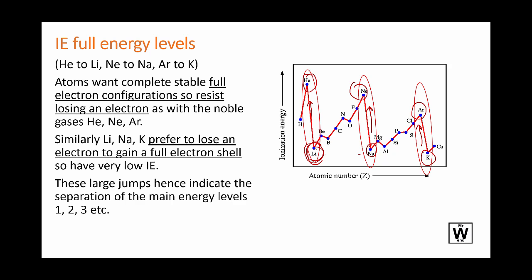So it wants to have a full electron shell, so it quite happily loses it and goes down to the next lower energy level. Okay, so these are describing where the main energy levels are. So that's energy level 1, or everything along here, and everything along here is energy level 2. And so there's the big jump.